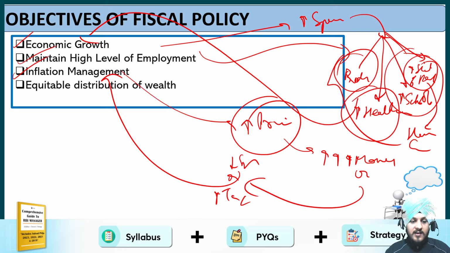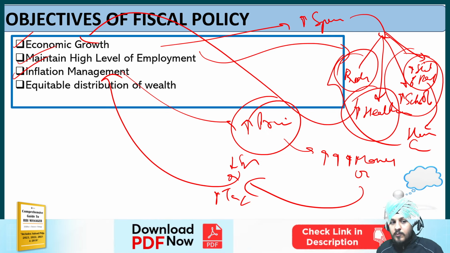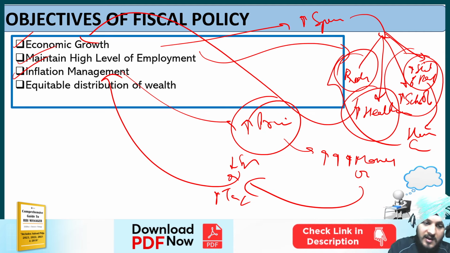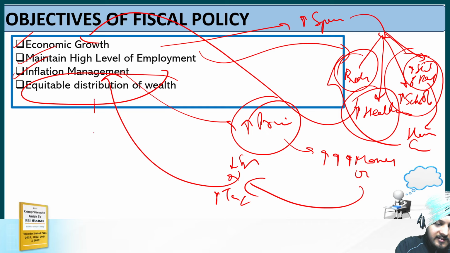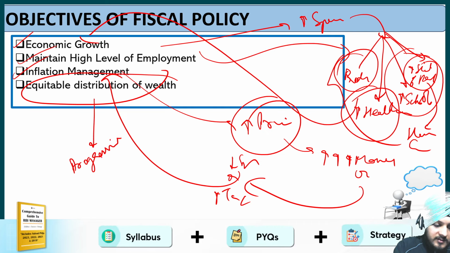The next point is regarding equitable distribution of wealth. How can the government ensure the equitable distribution of wealth through fiscal policy? Let me give you an example. The example can be of progressive taxation.